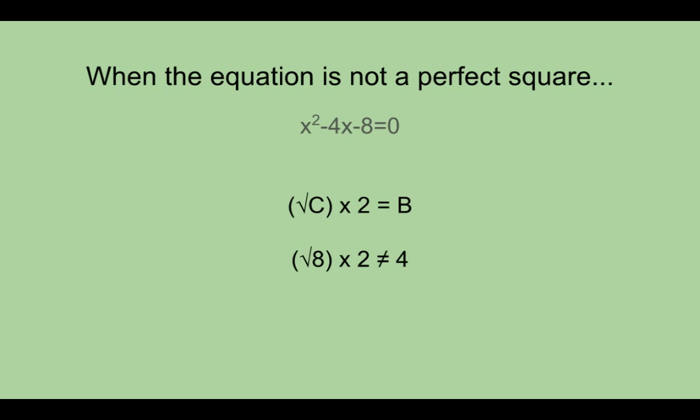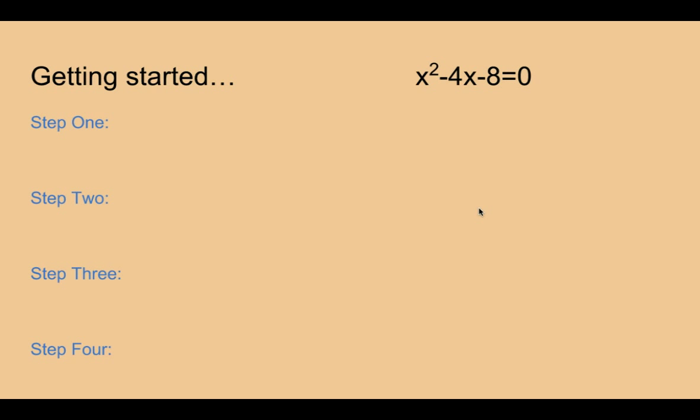This is where, if you remember, a perfect square is when you can take the square root of c, multiply it by 2, and it'll equal your b. Well, the square root of c in this equation, which is 8, times 2 does not equal 4. So this is not a perfect square equation. This method will be used in order to actually make an equation a perfect square.